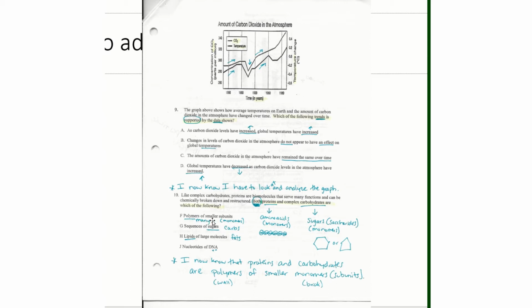So polymers of smaller subunits, do they make up from monomers? Yes, that was your answer. Sugars, are they both sugars? No. Lipids, are they both lipids? No. DNA? No. I now know that proteins and carbohydrates are polymers of smaller monomers. This is the wall that makes up this brick. A carbohydrate is made up from, this is the wall that's made up from the brick. So a carbohydrate is made up of sugars. A protein is made up of amino acids. Yes? Okay, next.